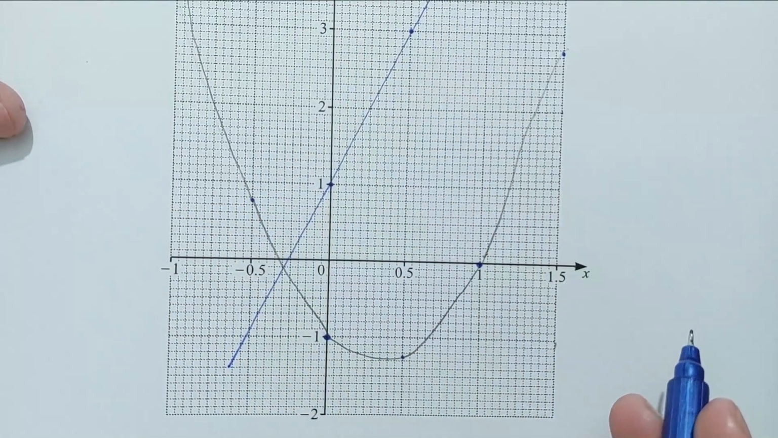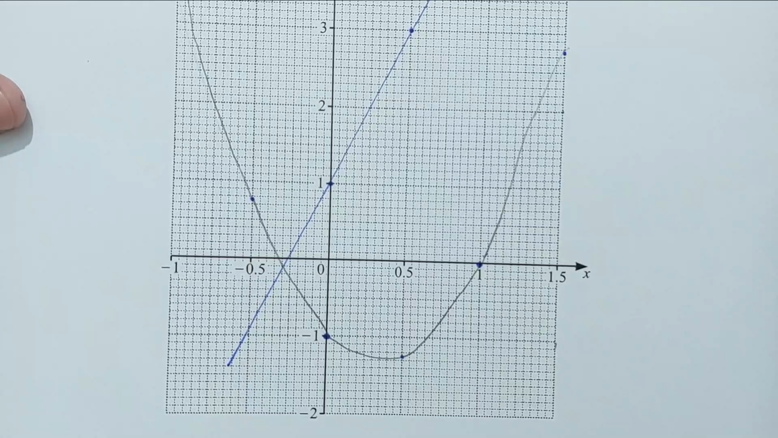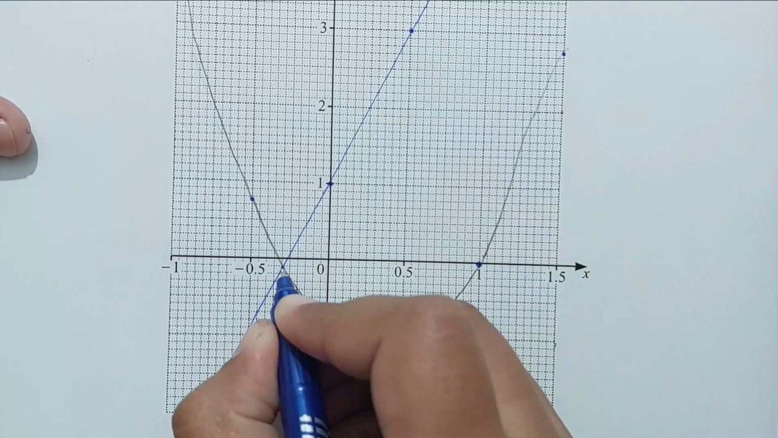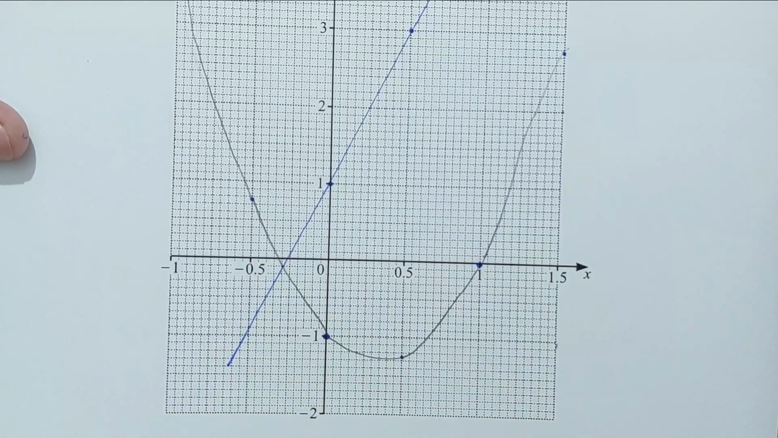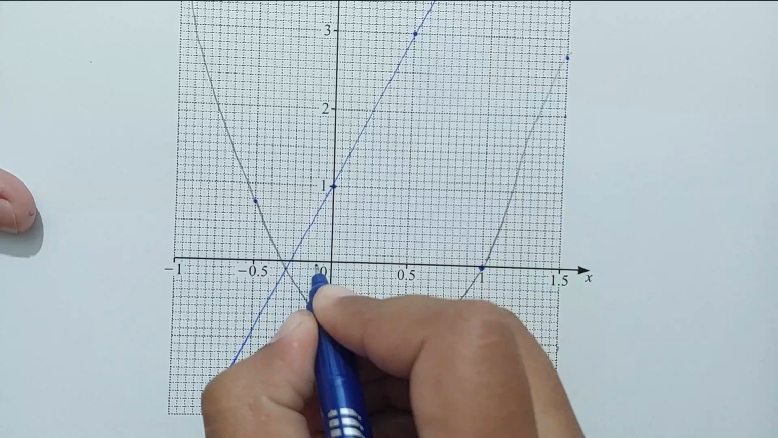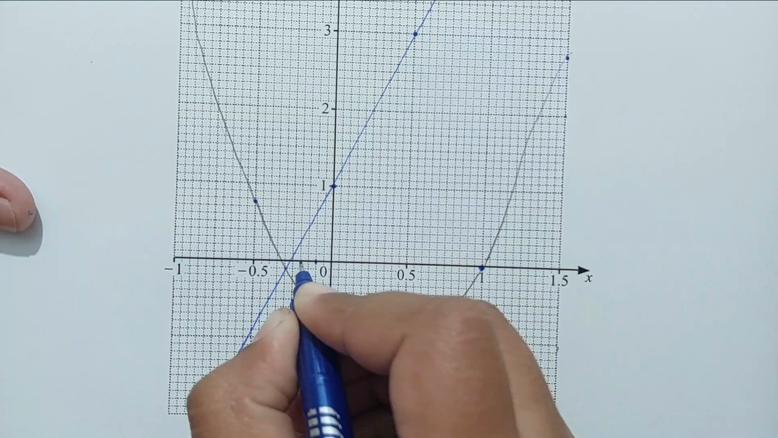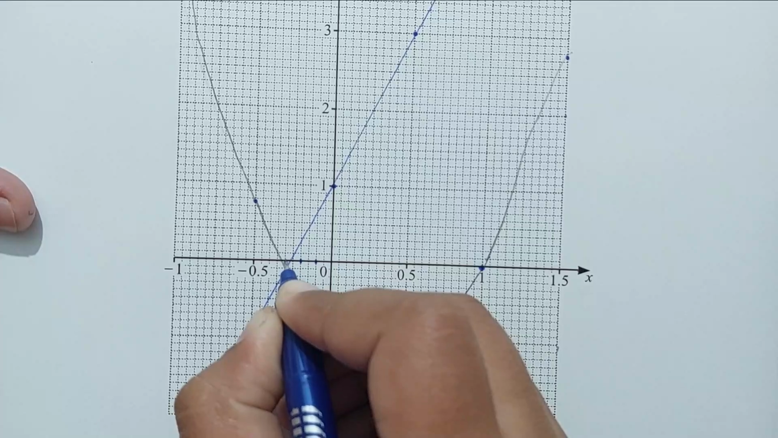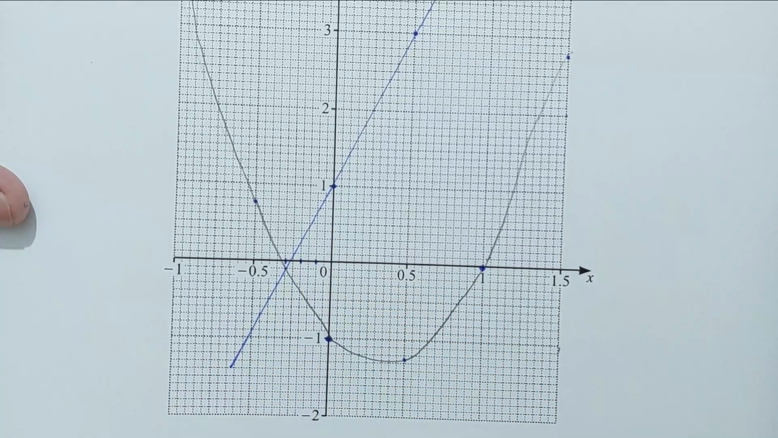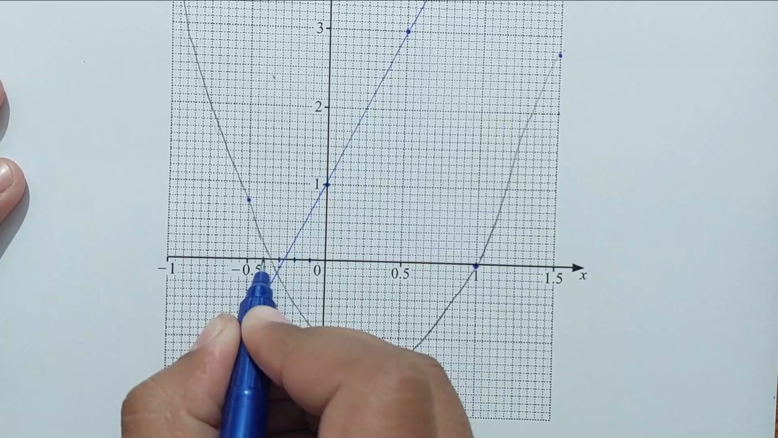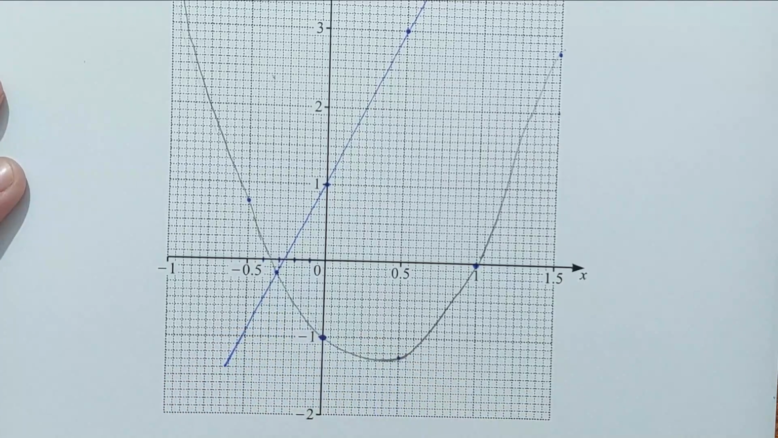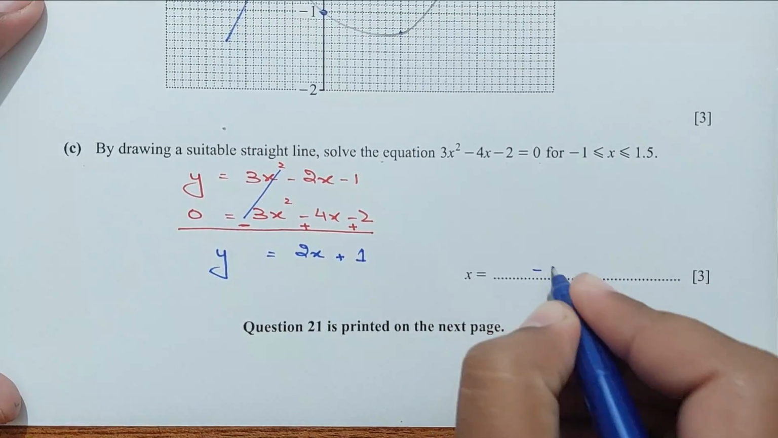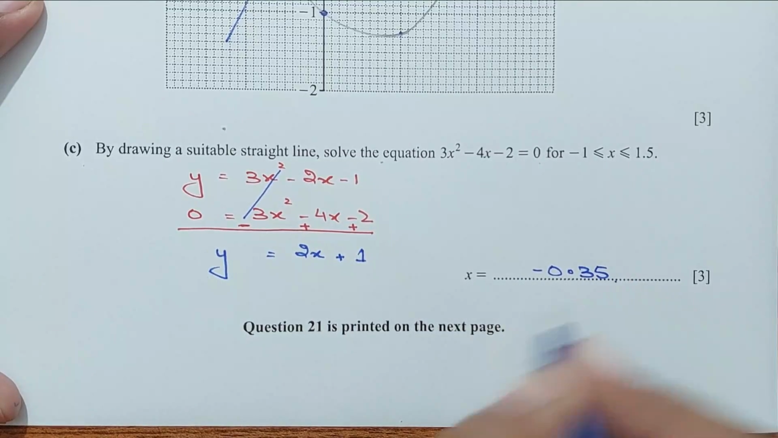Okay, now we have to find out the solution. When the line intersect the curve, this would be the point. This is negative 0.5, all right. So this is 0, negative 0.1, negative 0.2, negative 0.3. This is negative 0.4. So this point is in the middle. You can say it's negative 0.35. Yes. Minus 0.35 is the solution.